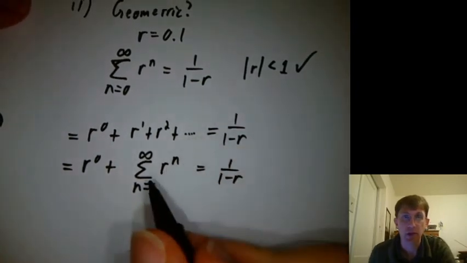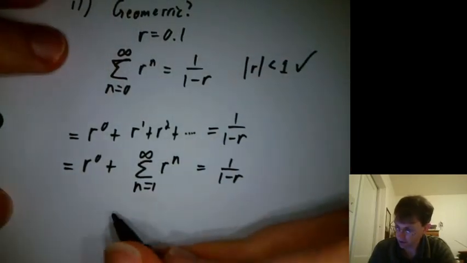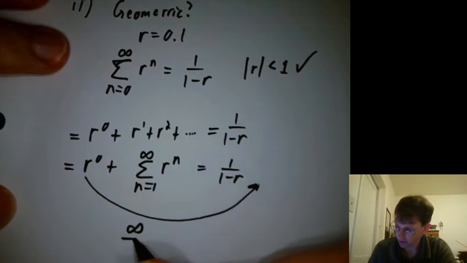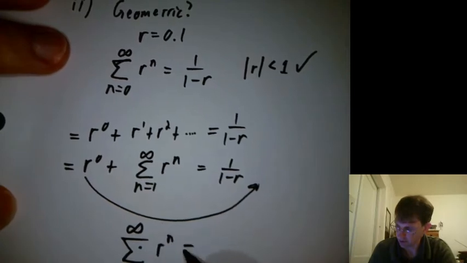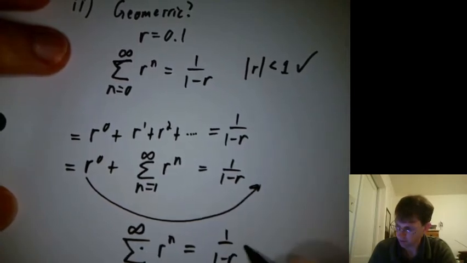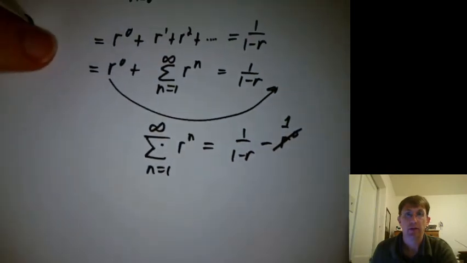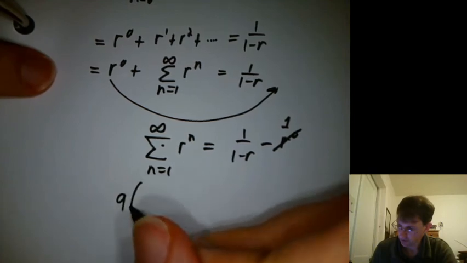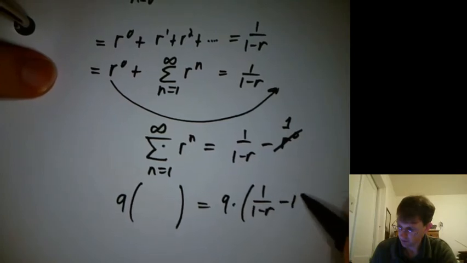Then what else can we do? Well, the original problem has a 9 times in there. Before we do anything with that, let's move this over here. So we get the sum n equals 1 to infinity of r to the n equals 1 over 1 minus r minus r to the 0. R to the 0, anything to the 0 is just 1. So now we've got something more like our problem, and now let's multiply it by 9. So that would be 9 times 1 over 1 minus r minus 1.